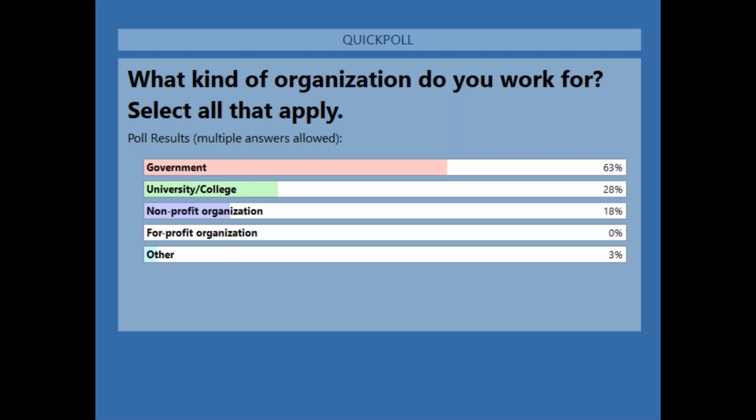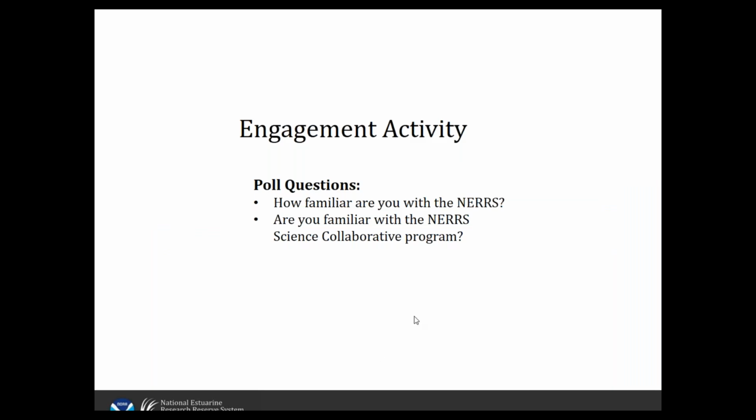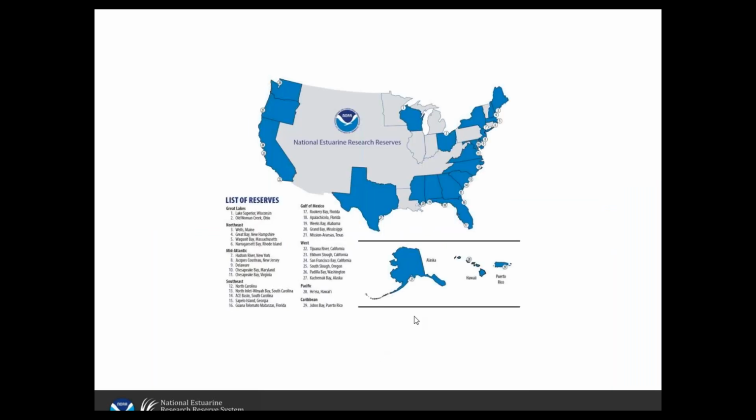So welcome to everybody, and we're glad you could join us. For those of you who are new to the reserve system and Science Collaborative, we'll just provide a little bit of background. The National Estuarine Research Reserve System is a NOAA program in collaboration with a local place-based partner, either a state agency, university, or nonprofit. It's a network of 29 unique research reserves, which you can see on the map in front of you. Each reserve is protected for long-term research, water quality monitoring, education, and coastal stewardship.